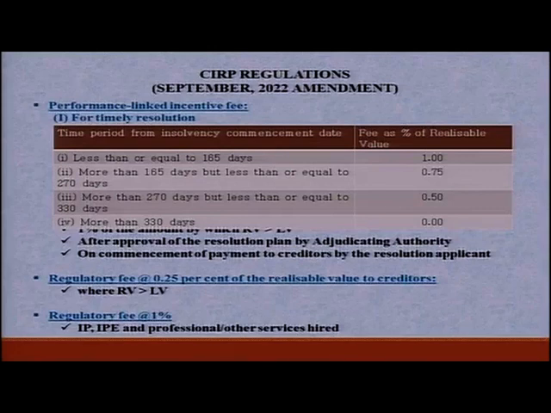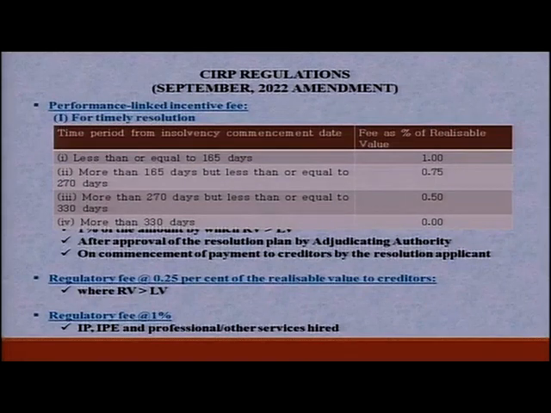So to ensure that the IBBI is financially self-sufficient and is able to meet its own expenses, a regulatory fee of 0.25% has been levied by the board on the realizable value to the creditors. This would ensure that the IBBI is financially self-sufficient.